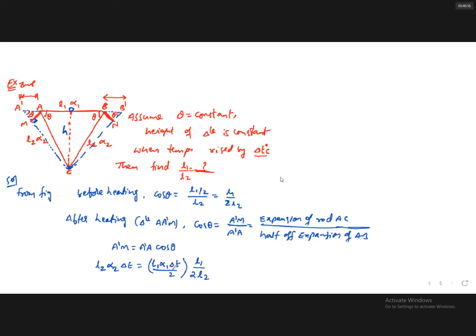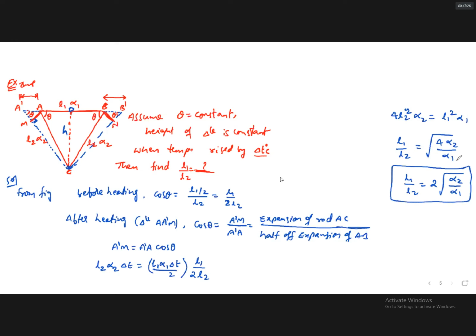So on both sides delta T gets cancelled. 2 into 2 we get 4, so we get 4L2 square into alpha 2 is equal to L1 square into alpha 1. Therefore, L1 square by L2 square is equal to 4 alpha 2 by alpha 1. Therefore, L1 by L2 is equal to 2 into root over alpha 2 by alpha 1.